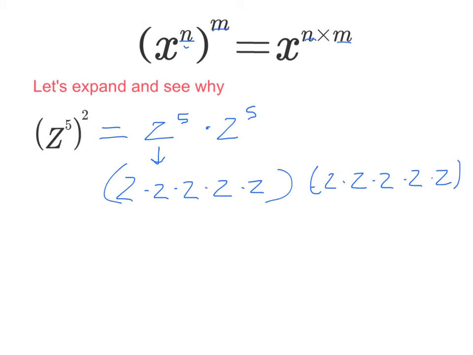Now, how many z's do we get? Well, we can just count them up: 1, 2, 3, 4, 5, 6, 7, 8, 9, 10. And of course that makes sense. So what we end up getting is z to the 10th. Now if we go back up here and look at this, 5 times 2 is just going to be 10. So that's our shortcut, and we can see why it makes sense when we expand it like that.